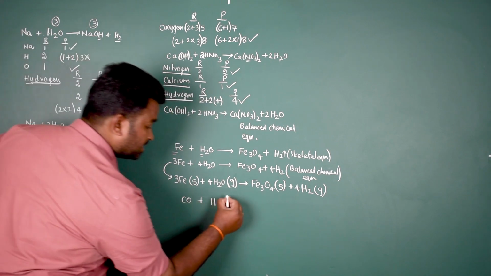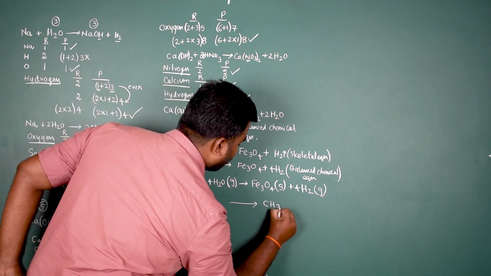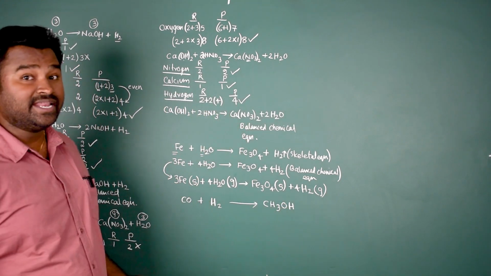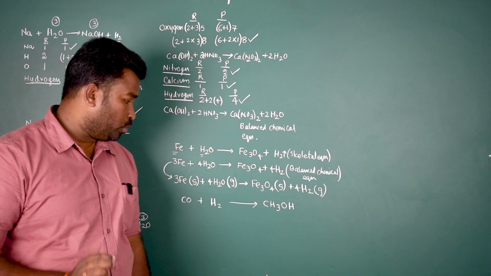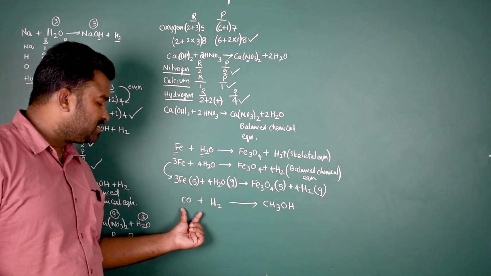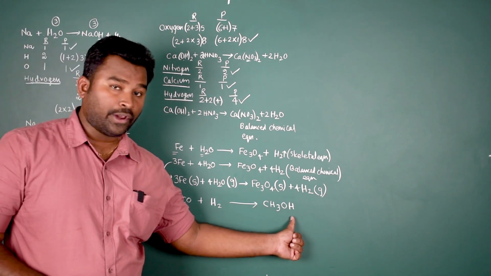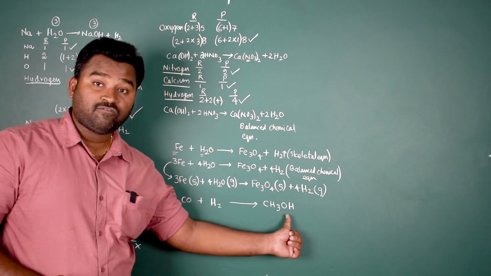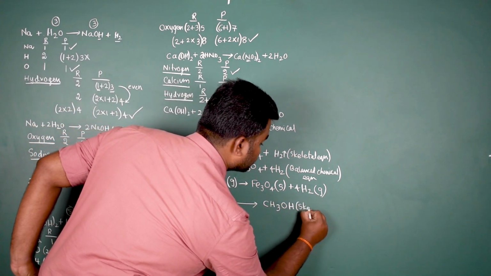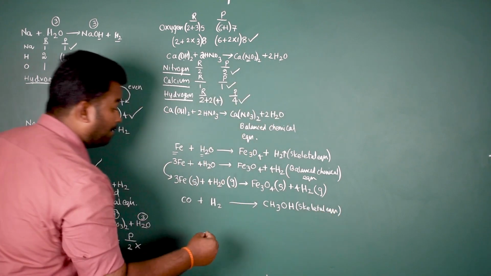Okay, this results in the formation of a compound which is known as methyl alcohol given by CH3OH. You will learn about this compound in carbon and its compounds. Okay, now let's see first thing whether it is balanced or not. Is this balanced? One carbon, one oxygen, one oxygen, 2 hydrogens, 4 hydrogens. So this is a skeletal equation. Okay, then let's balance this.